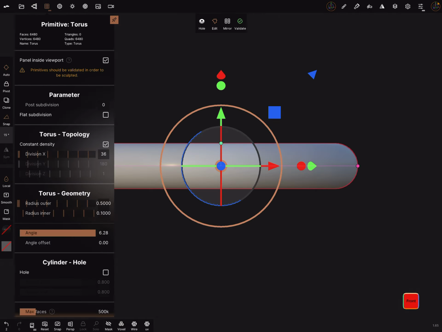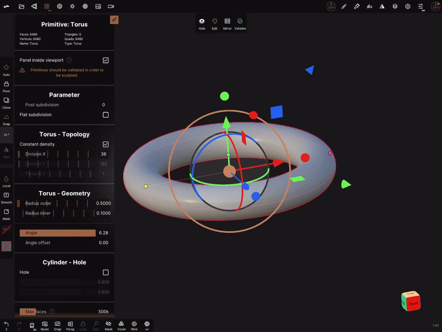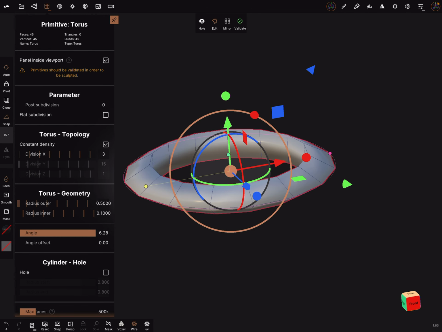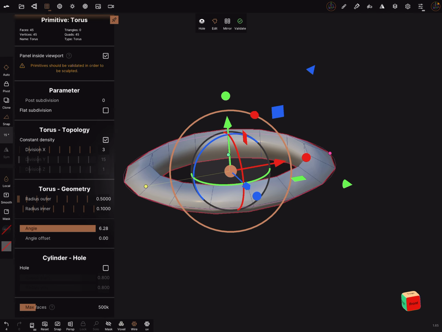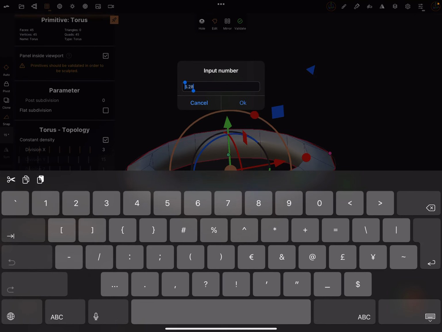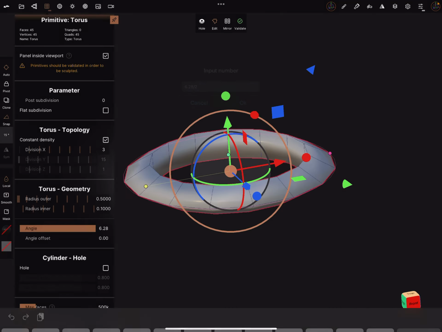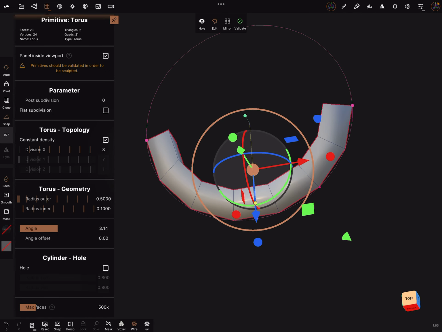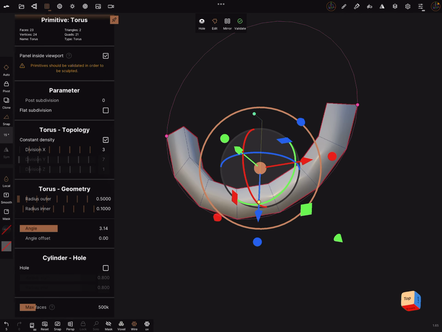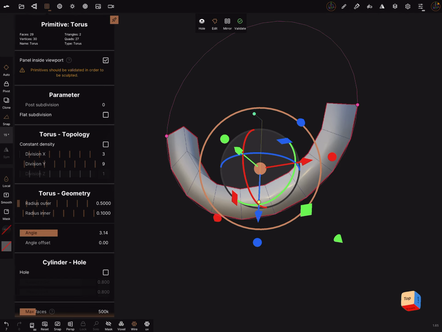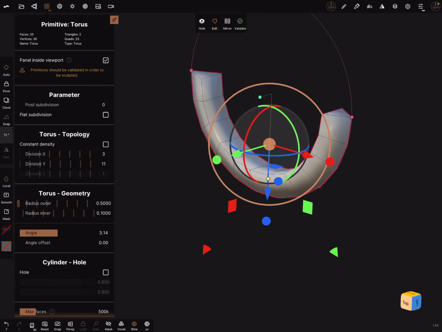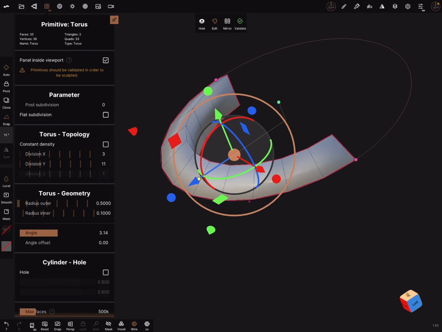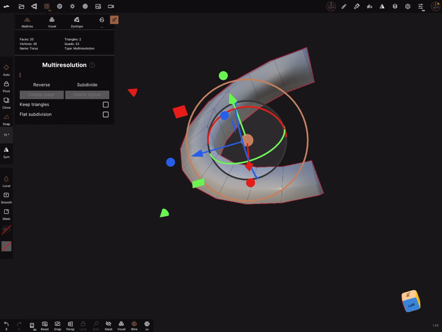Okay. Torus, wireframe, division 3, and we need the angle. Yes. Divide 2 and yes, I think we only need the inner part. Okay, validate it.